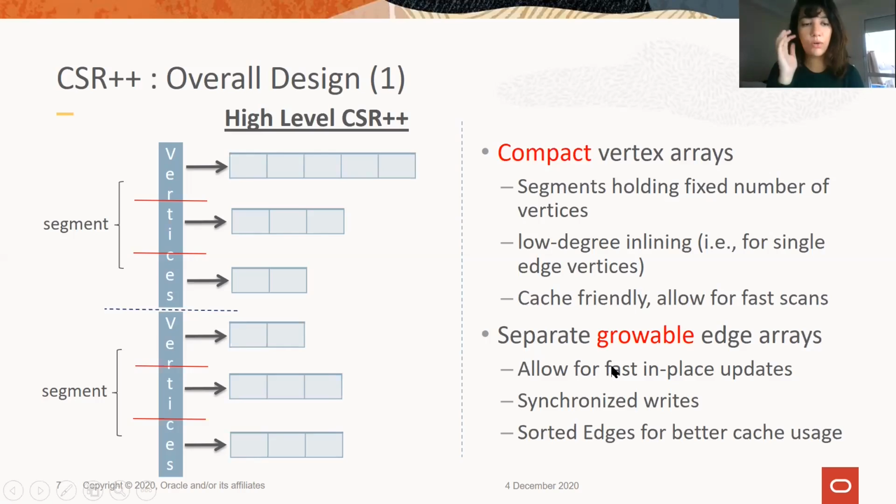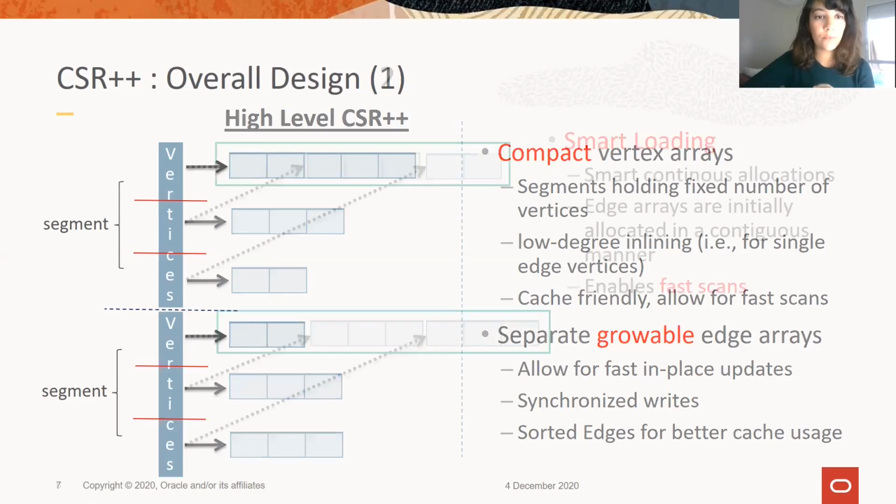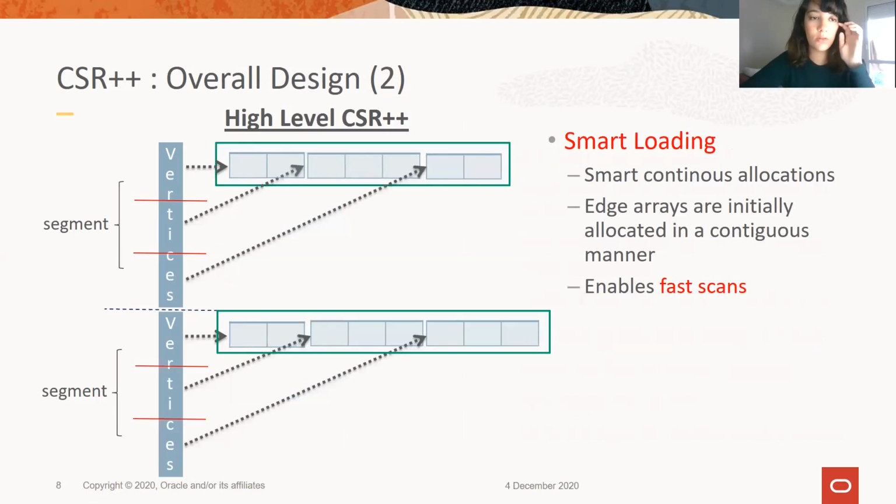It is worth mentioning that we keep the edges sorted, meaning we keep the semi-sort property of the graph for better cache usage. It actually gives really better performance when we're applying read-only analytics. So basically, we talked about how CSR++ combines ideas from adjacency list and CSR to allow for fast analytics, as well as fast in-place updates.